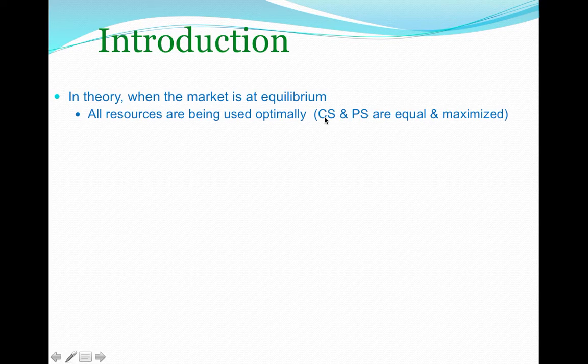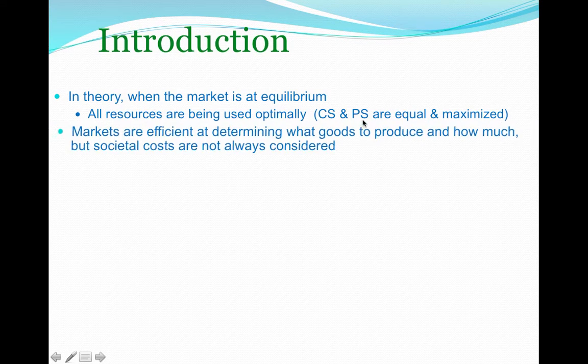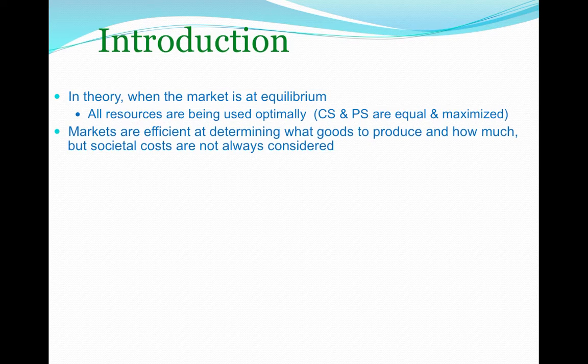Another way to think about it too is that the benefits to the consumers and the producers in terms of the consumer surplus and producer surplus are equal and maximized. So if we were to lower the price, the consumer surplus would get larger at the expense of the producer surplus. If we're at equilibrium though, both groups are maximized equally, and that's a really good thing. Okay, so while we generally do say markets are great at deciding what to produce and how much to produce, there's no shortage, there's no surplus. The thing is, it doesn't always consider societal costs, and that's kind of what we'll be looking at today.